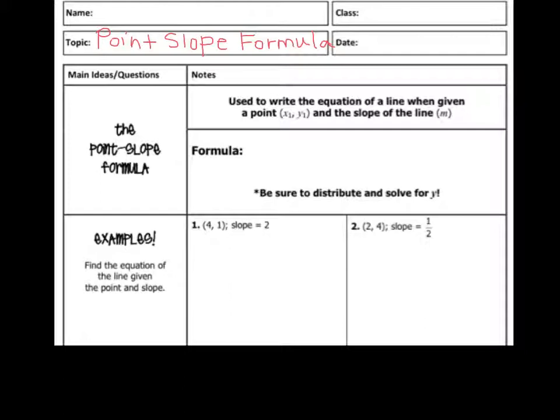So in the formula, you're going to have y minus y sub 1 equals m times x minus x sub 1. Okay? So when you look at your equation, what you should notice is that there are several parts here. Okay? So we've got what looks like two y's, but we really don't.